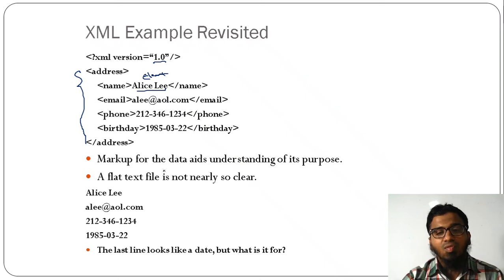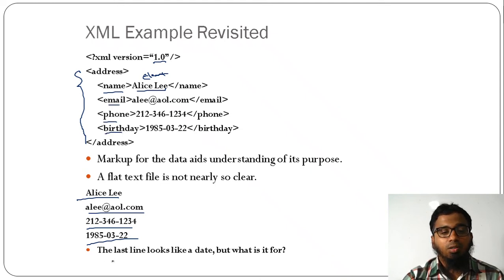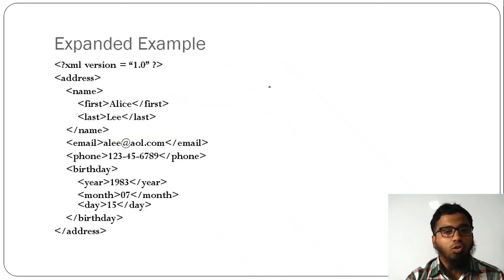Here the markup for the data adds understanding of its purpose, while flat text is not nearly so clear. If you write the data like this, it is not clear, but when you write it this way you can easily identify that this is a name, this is an email ID, this is a phone number, and this is a date of birth. This is the advantage of XML, and you can use it in different applications also.